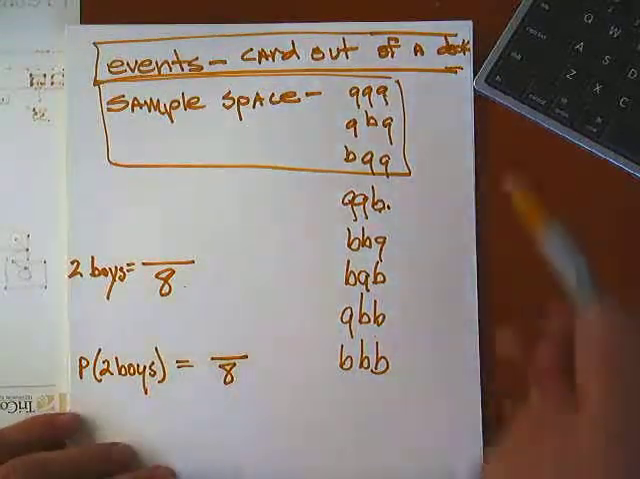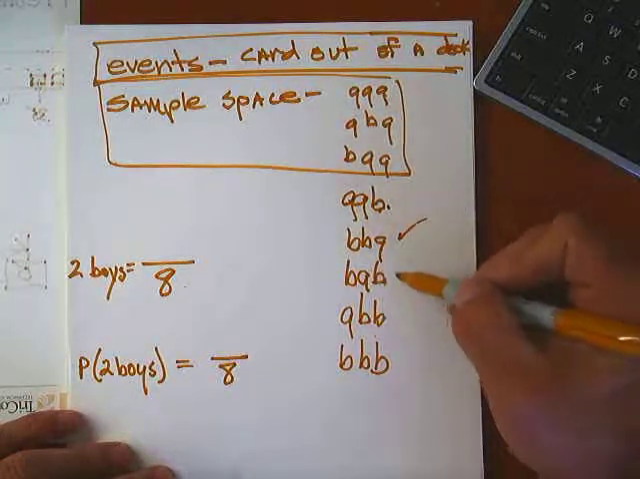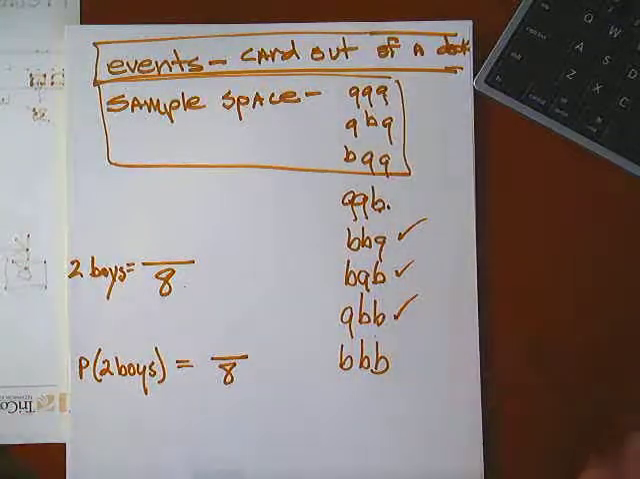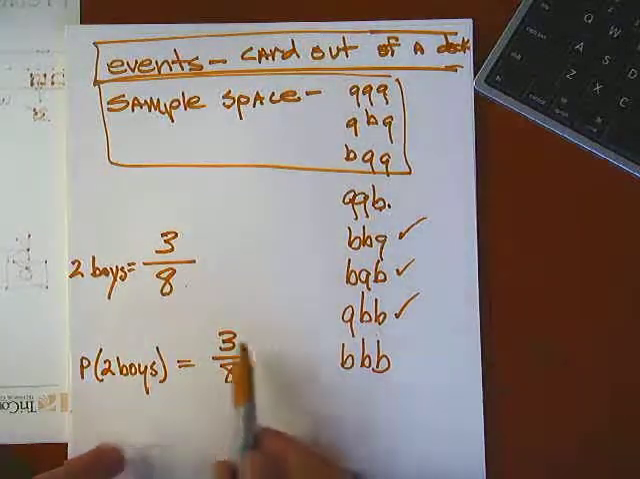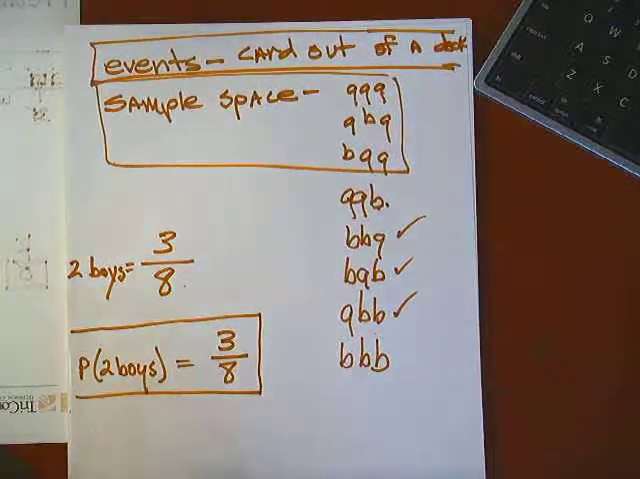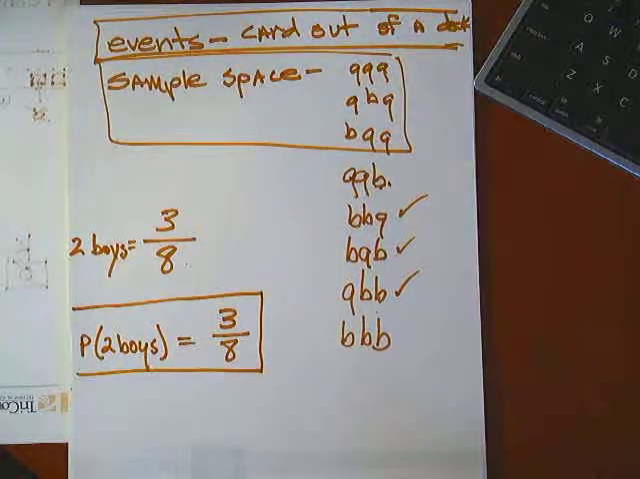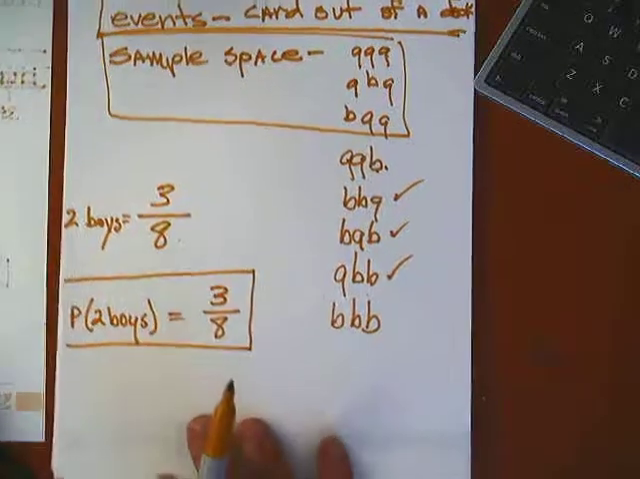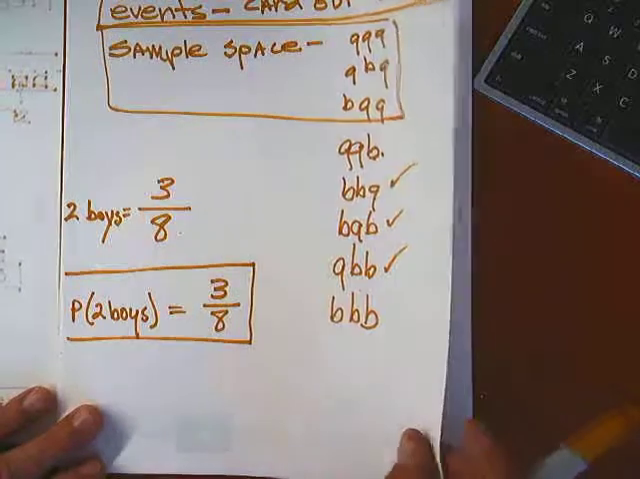And the probability of 2 boys is how you write it. And 2 boys. Well, let's see. Where's a boy? 2 boys, 2 boys, 2 boys. There's 1, there's 1, and there's 1. And that would be 3 out of 8. And that's your probability. It would be a decimal between 0 and 1. And that's how you do a sample space.